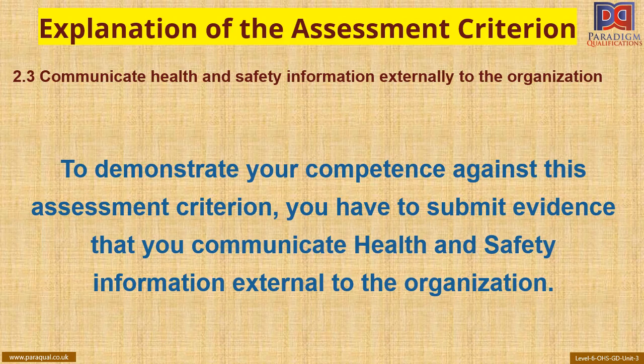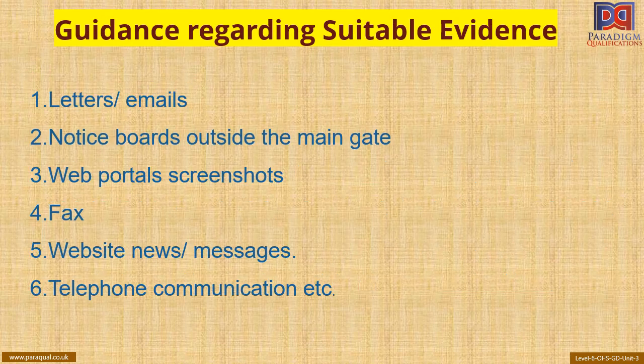2.3 is to communicate health and safety information externally to the organization. You have to present evidence that you communicate health and safety information external to the organization. Letters and emails regarding health and safety sent to the external organizations or individuals. Picture of notice boards outside the main gate for the visitors, member of the public, etc. Web portals, screenshots showing information.